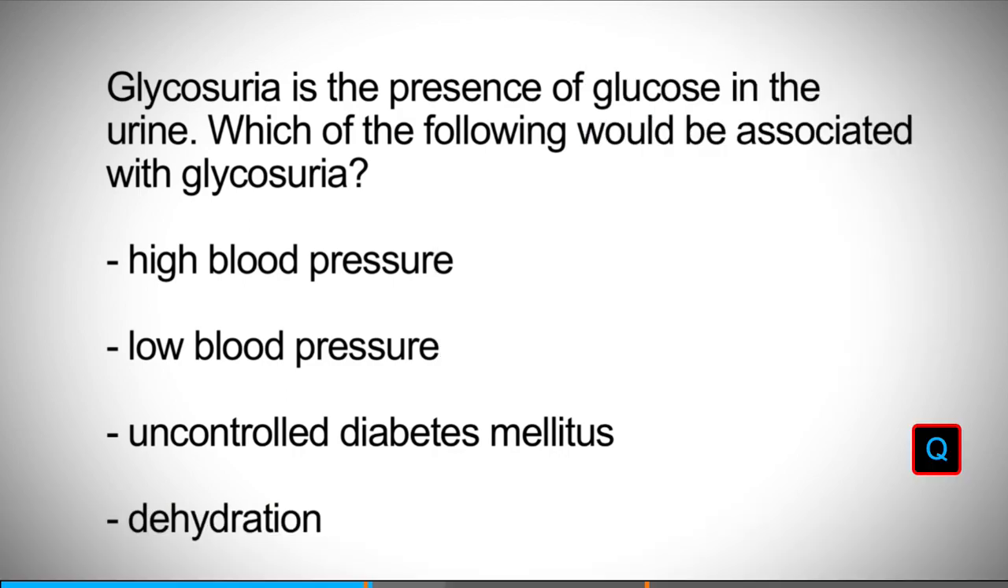Whenever there is excess glucose in the filtrate, there is a possibility that some of this glucose may spill into the urine. This is most often due to uncontrolled diabetes.